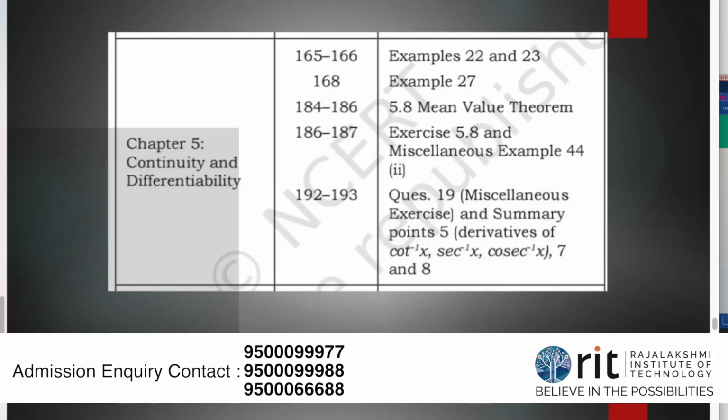Now coming to chapter number 5, because 5, 6, 7, 8, 9, these are the 5 chapters that carries 35 marks. Very crucial chapter. Chapter number 5, 6, 7, 8, 9. These are very crucial chapter because that will give you 35 marks.